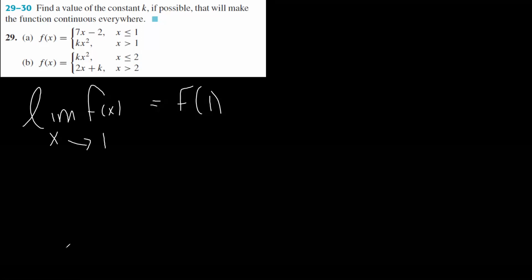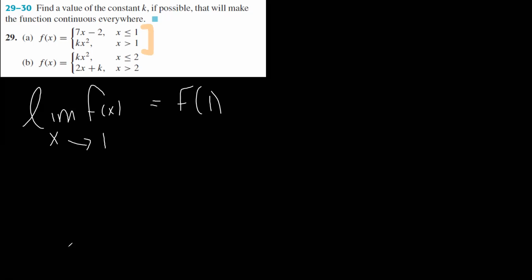Okay, so look at this one. The limit of f of x when x approaches 1 is kx squared. And f of 1 is 7x minus 2. The function at 1 is the one with the equal sign, which is 7x minus 2, and the limit is the one without the equal sign, which is kx squared. Is it clear? Yes.